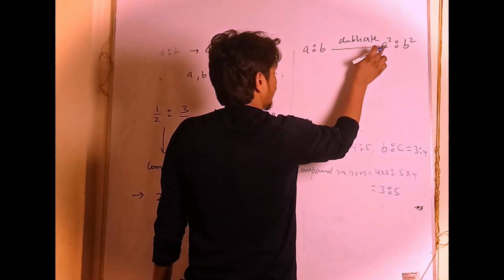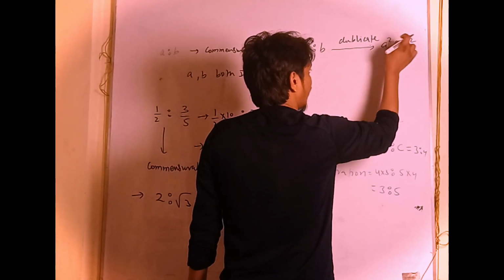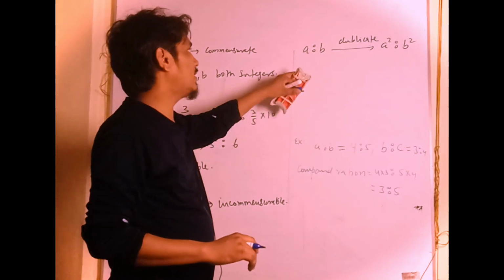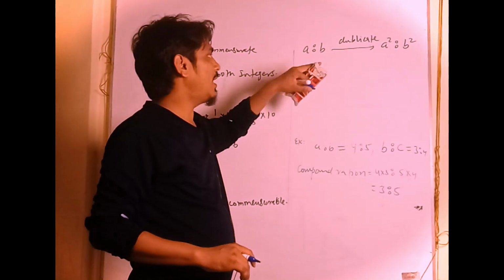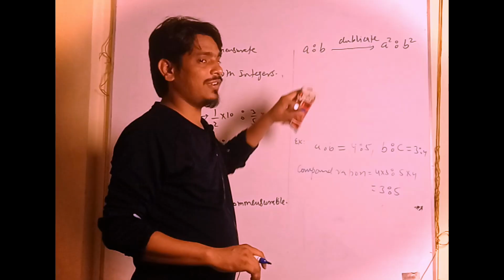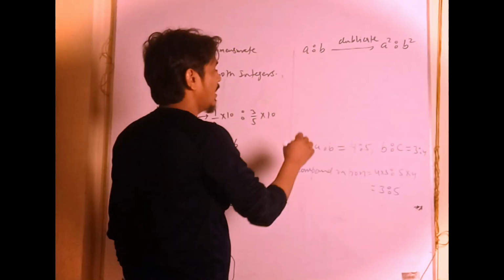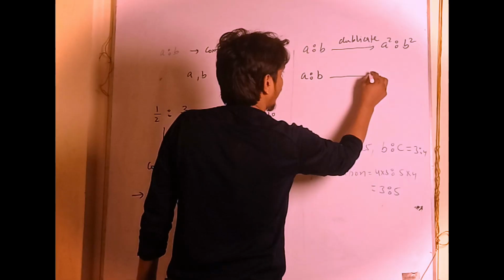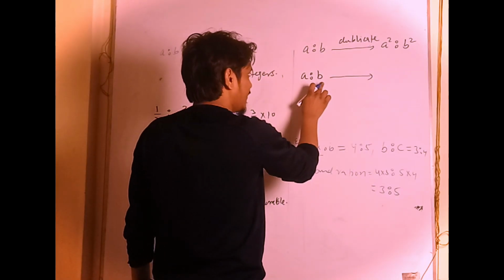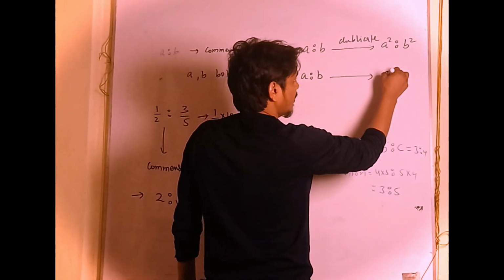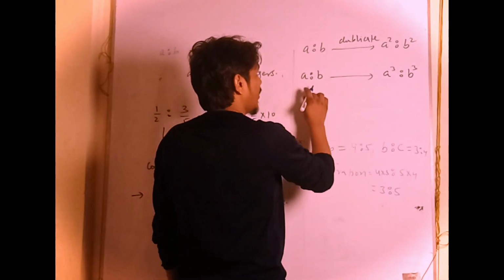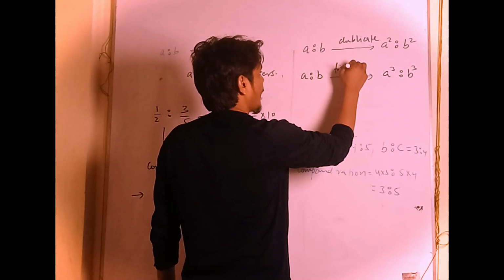Duplicate of A ratio B is nothing but A square ratio B square, means we are taking the square of this as well as the square of this. And if we are taking the cube of this number, like cube of A as well as cube of B, then we'll get A cube ratio B cube, that we call triplicate.